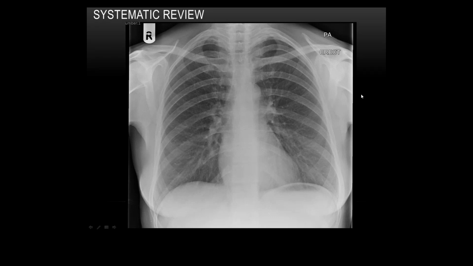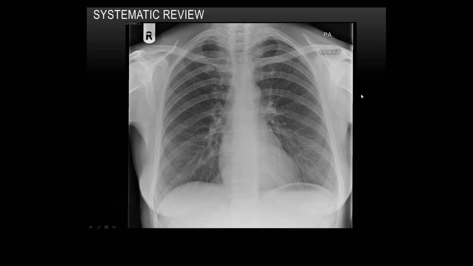But then some will say it does not matter what system you use to look at a chest X-ray, as long as you use the same system every single time you look at a chest X-ray. Yes, in the early stages, it seems really tedious. You've got to go through every single thing. But the more and more you do it, the quicker and quicker it gets.